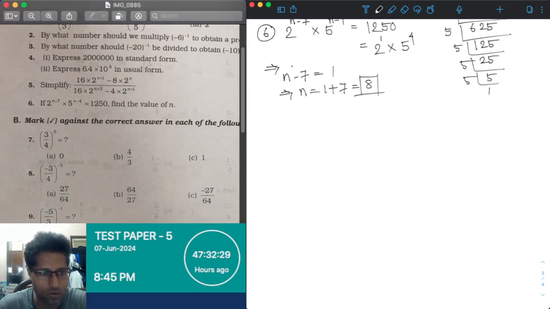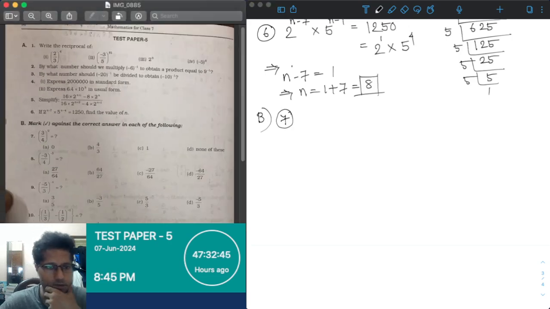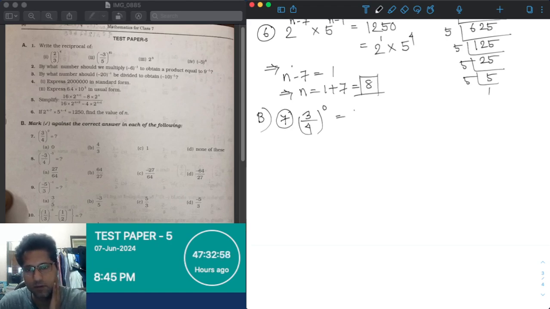Let's do section B. Mark against the correct answer in each of the following. These are MCQ questions. Okay, so the first one, question 7, is 3 by 4. It is given how much is 3 by 4 to the power 0, and we know that any non-zero number when raised to the power 0 is always 1. So 1 is the result. So the answer will be choice C.